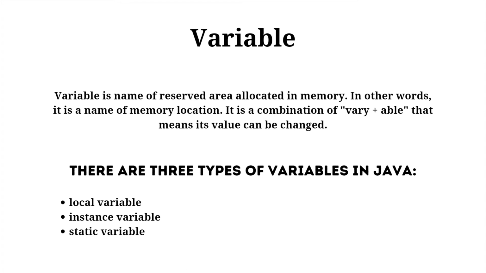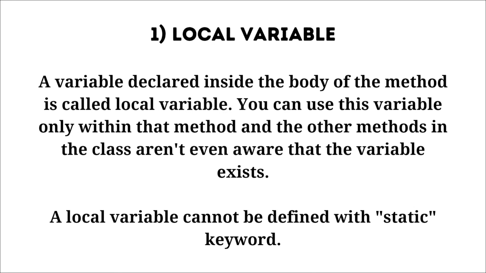There are three types of variables in Java: local variable, instance variable, and static variable. So let's talk about local variable. A variable declared inside the body of a method is called a local variable. You can use this variable only within that method, and the other methods in the class are not even aware that the variable exists. We will learn about this in programs also, but let me explain it. A variable declared inside the body of the method is called a local variable.